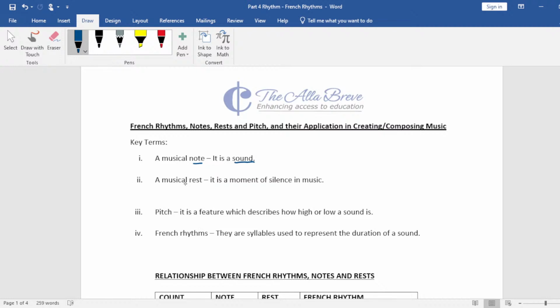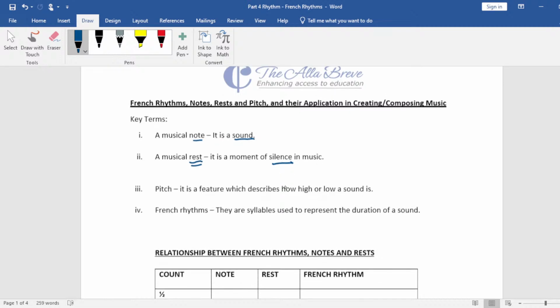Next, you have a musical rest. You'll realize that in music, you are not always constantly singing or playing an instrument, especially when you are in a band setup or in a choir. That period where you remain silent as others sing or play an instrument is what we call a rest, and therefore a rest is a moment of silence.